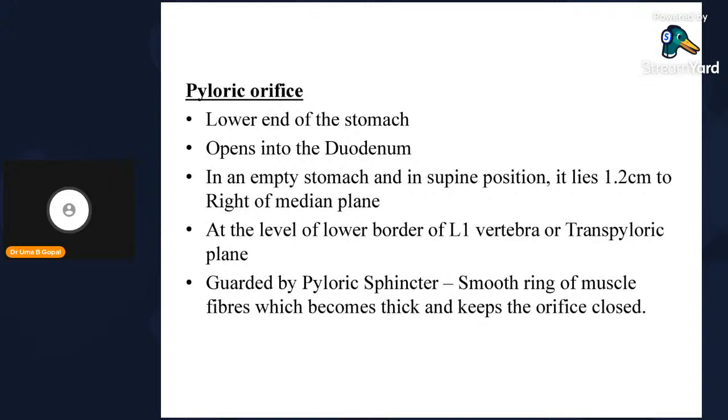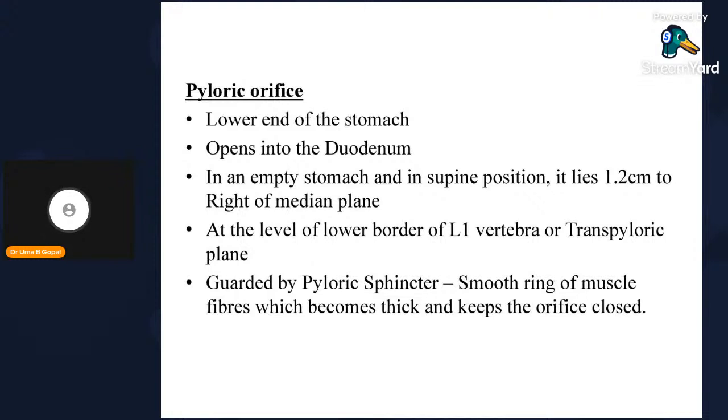Pyloric orifice at the lower end of the stomach opens into the duodenum. In an empty stomach and in supine position, it lies 1.2 centimeters to the right of the median plane. In the median plane, you have to go 1.2 centimeters to the right side. Okay, there you can see the junction between the stomach and the duodenum. That's called the pyloric orifice.